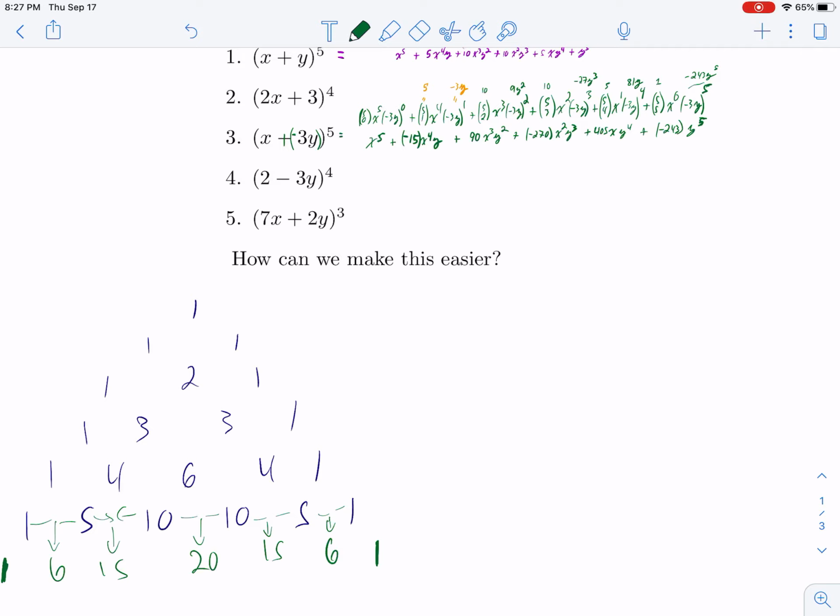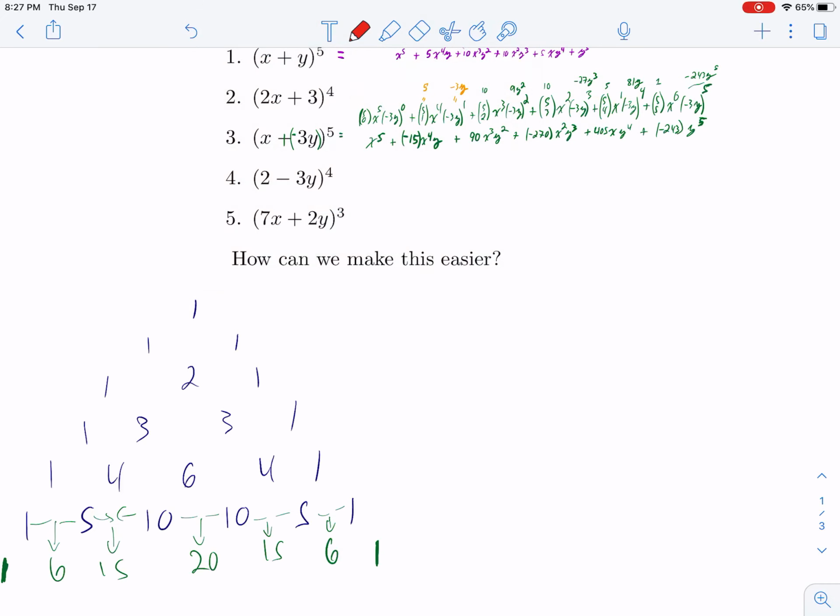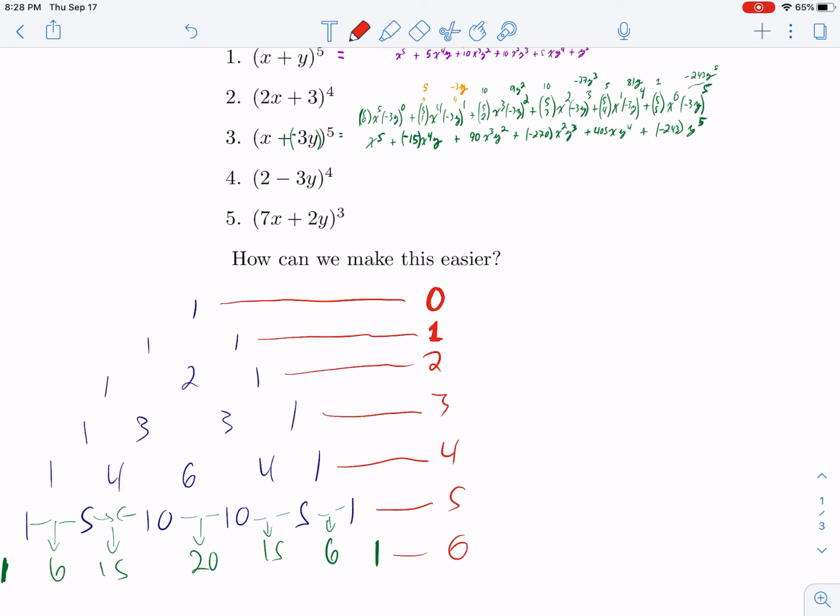All right, but how does this make this easier? Well, it just takes a little bit of weird note keeping. We count this first row as the 0 row. So this is the 0 row. This is the first row. This is the second row, third row, fourth row, fifth row, sixth row. And remember, Pascal's triangle goes on forever. So these rows go on forever.